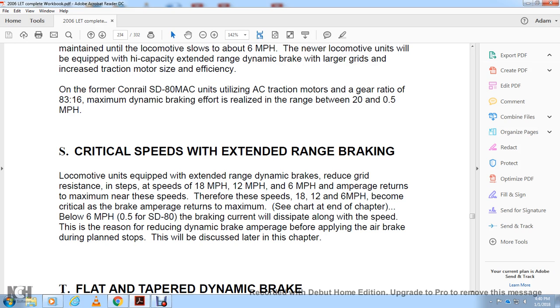Six miles an hour and a half a mile an hour for the SD80. The braking current is dissipated as the speed falls further. This is the reason for reducing dynamic brake amperage before applying the air brake during a planned stop. We will discuss this later in this chapter.